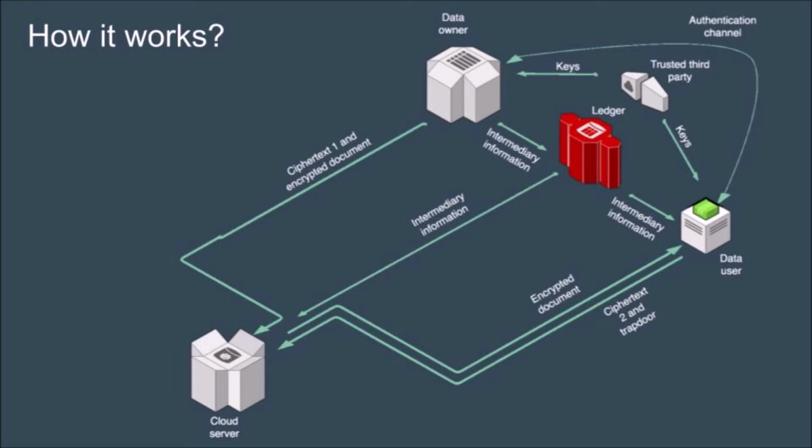Once Bob receives the encrypted document from the cloud server, he can receive a decryption token from the Alice through the authentication channel and decrypt the document. The reason for the link between the cloud server and the blockchain is for the cloud server to verify whether Bob did the correct computation or not. Let's hop onto the demo.